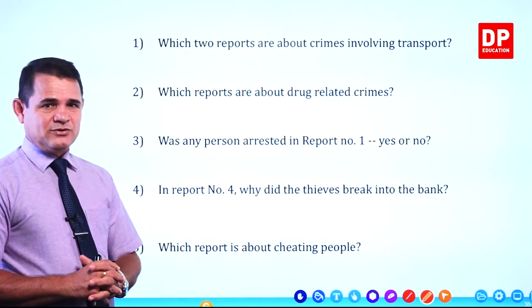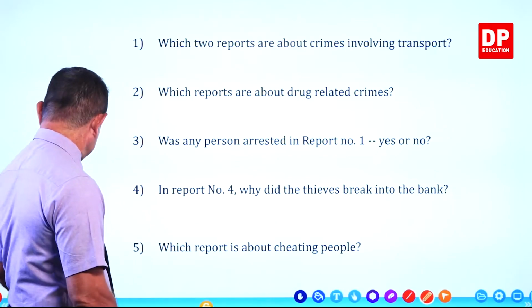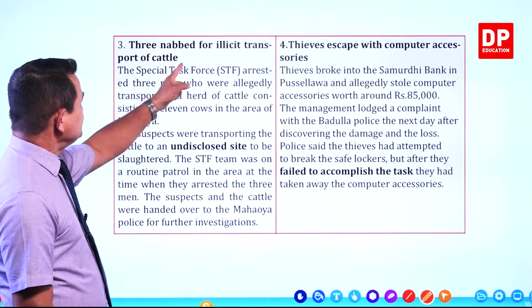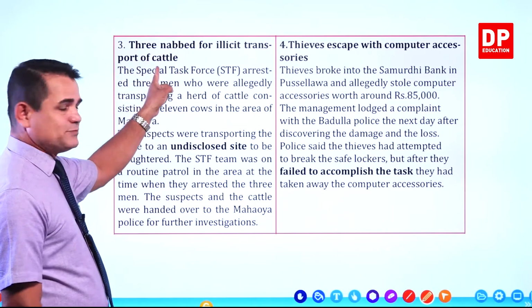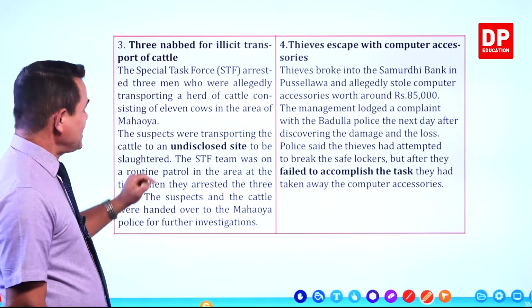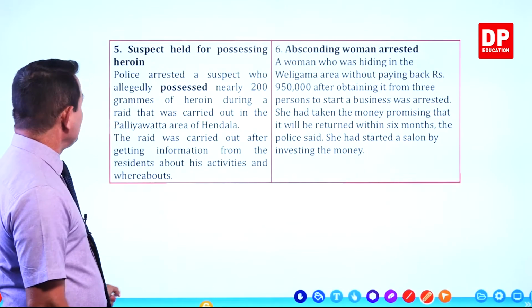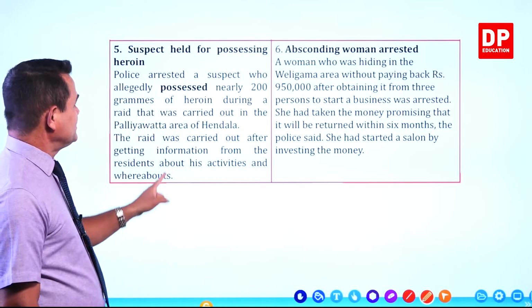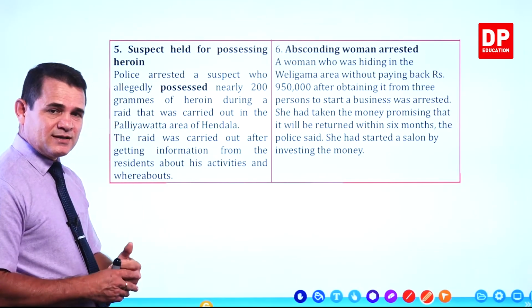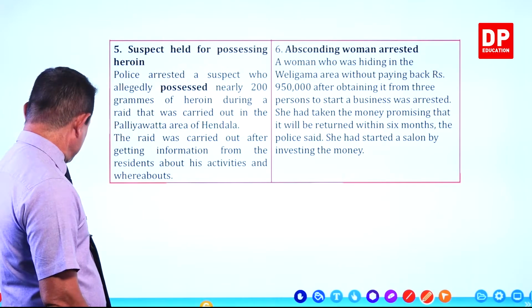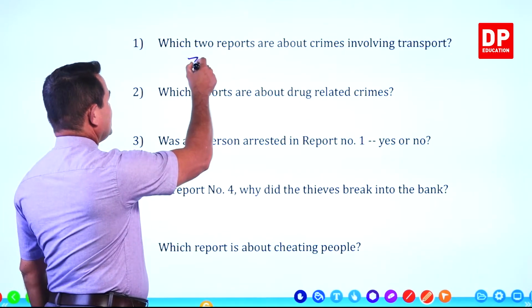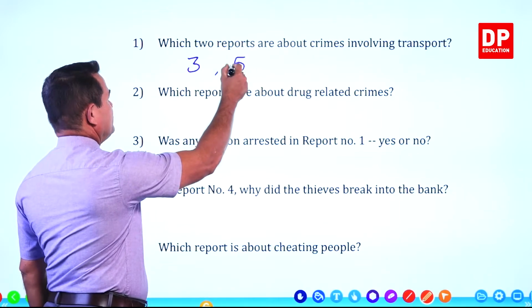Now, I think you can remember these three. Let's go back and see. Number 3, for illicit transport. Number 3, and also number 5, help for possessing heroin. So then heroin pravahane sambandha. So then you can get the answer, number 3 and 5.